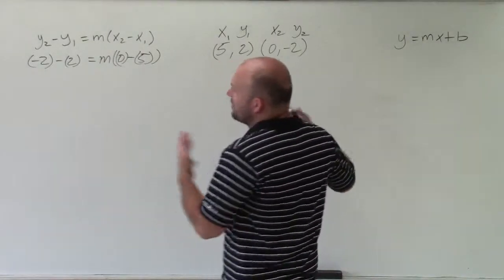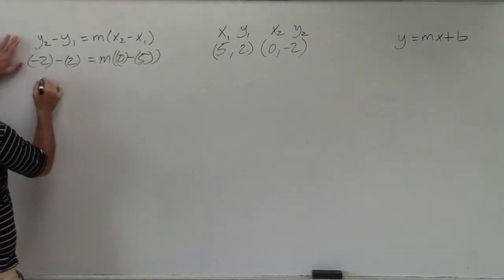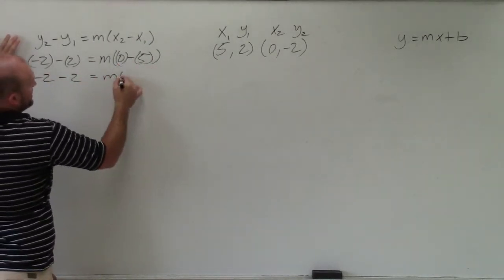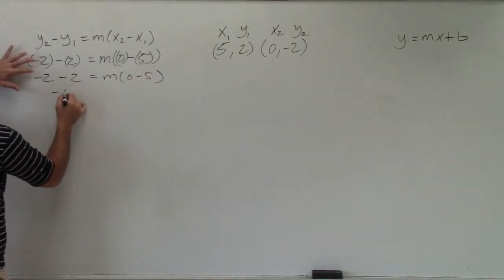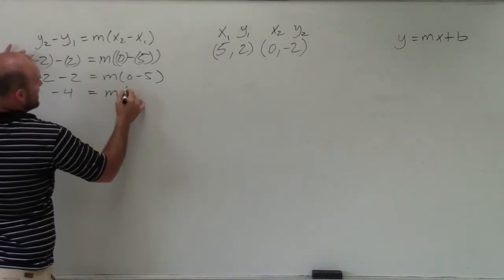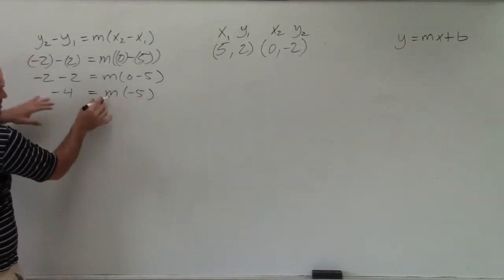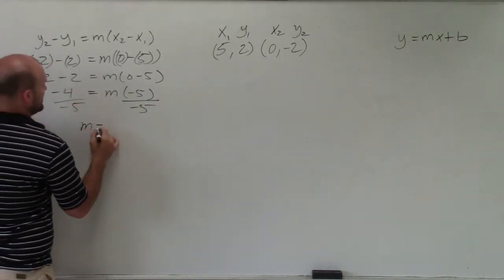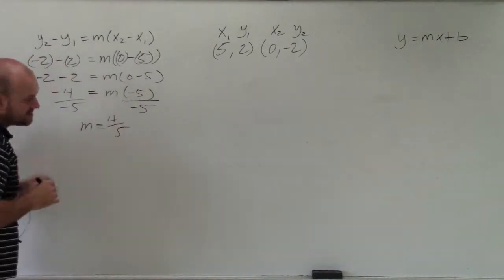But now I can apply some operations and see here. Well, the reason why I wrote these parentheses is because really this is negative 2 minus 2 equals m times just 0 minus 5. OK, well, negative 2 minus 2 is a negative 4 equals m times negative 5, which we can rewrite. Actually, let's solve for m. So let's just divide by negative 5 on both sides. So m equals negative divided by negative is a positive 4/5.